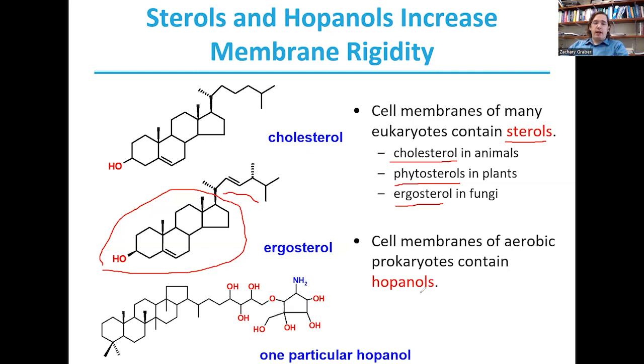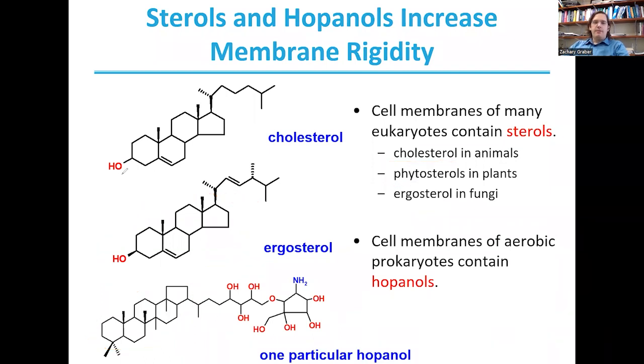For other prokaryotic organisms, we won't have normal sterols, but we'll still have very similar looking structures. So we see these hopanols that have this sort of fused cyclic ring system, but then have these alcohols attached on our alkyl chain here.